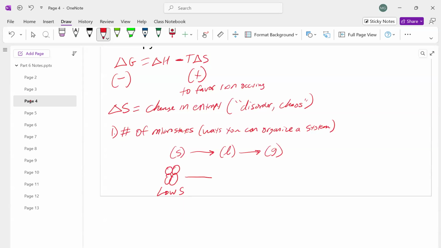And there's very few ways you can organize that solid. A liquid starts to increase the entropy, so it's a little bit higher in entropy, even though the molecules are still close together, they can move around. So you can organize those molecules in more ways than a solid. And something that's gaseous, the molecules are far apart and they're free to move in whatever direction they so choose. That has the highest amount of entropy.